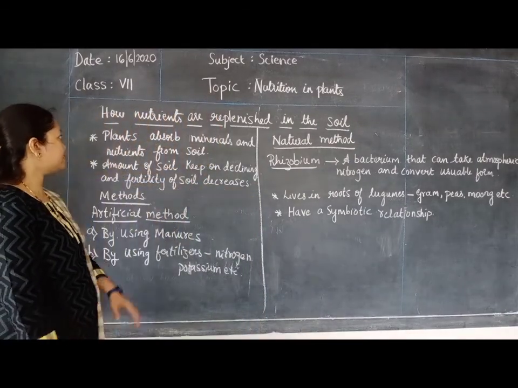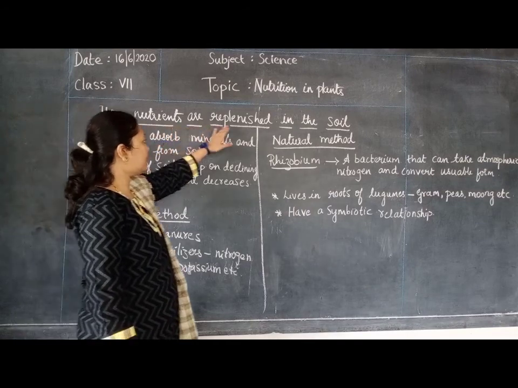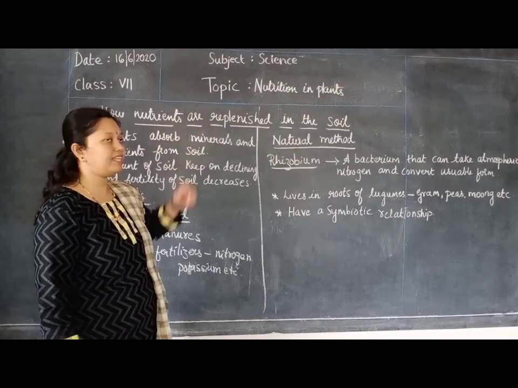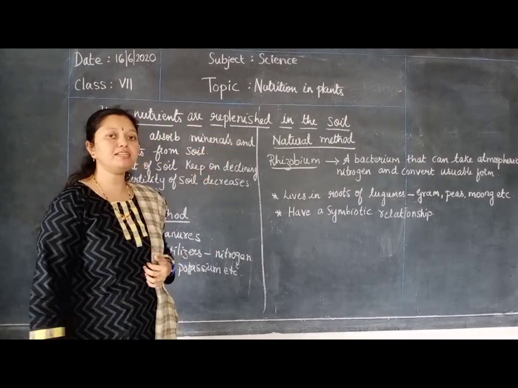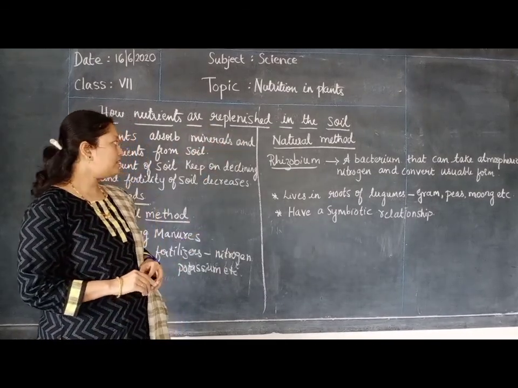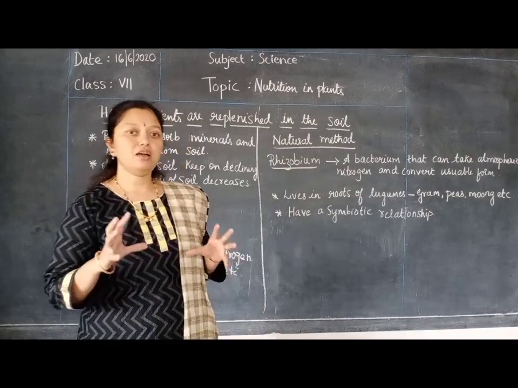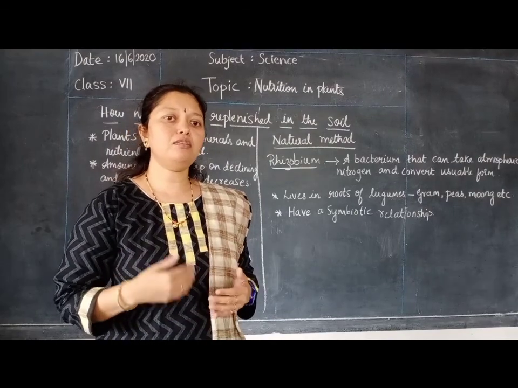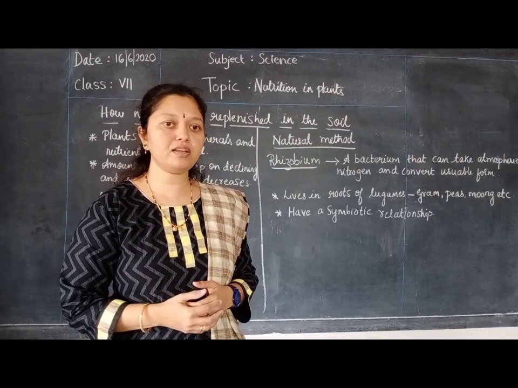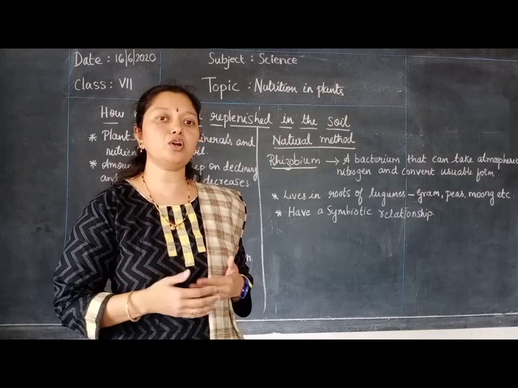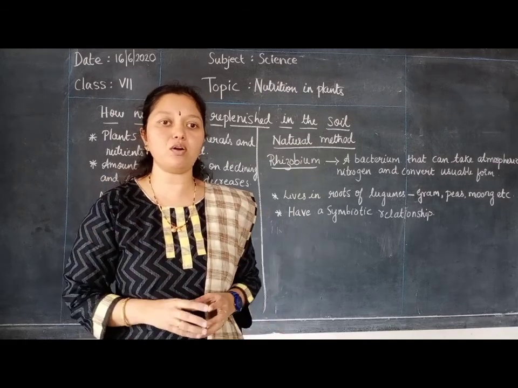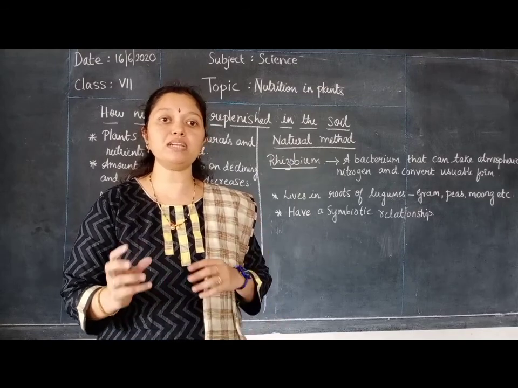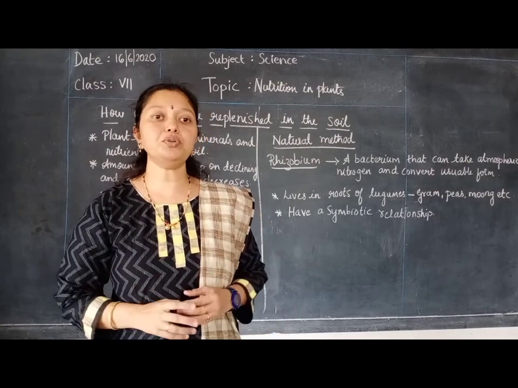So the last topic is how nutrients are replenished in the soil. You understand the heading properly. Replenished means what? To put once again. When farmers grow different types of crops and go on growing them, the nutrients in the soil get used up. That is the meaning of replenished. Replenished means once again you have to put the nutrients in the soil.